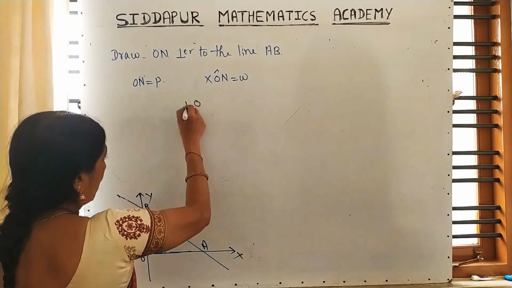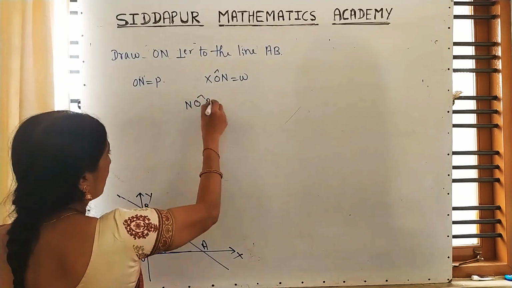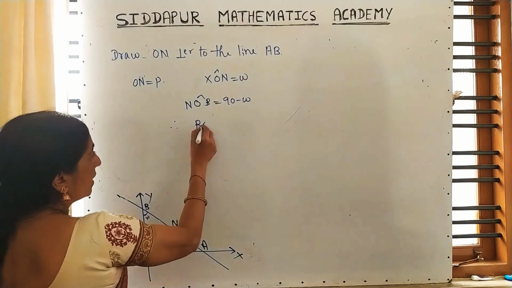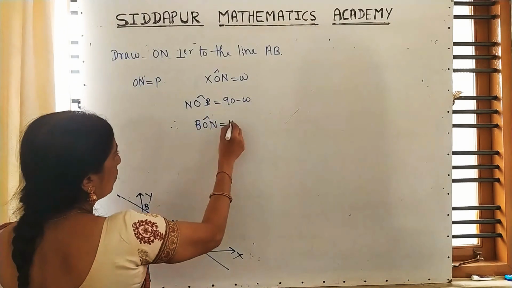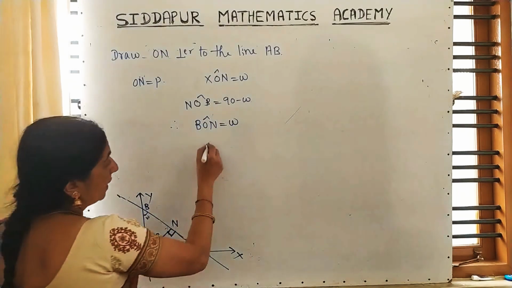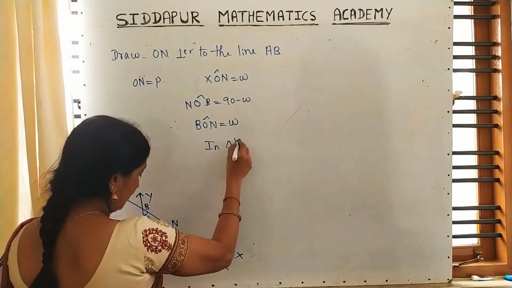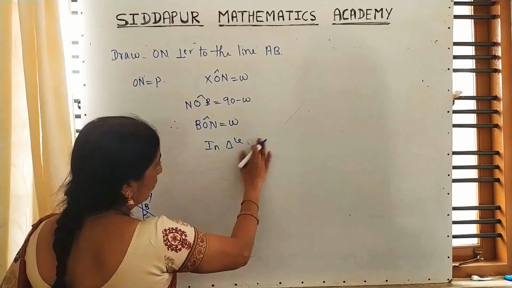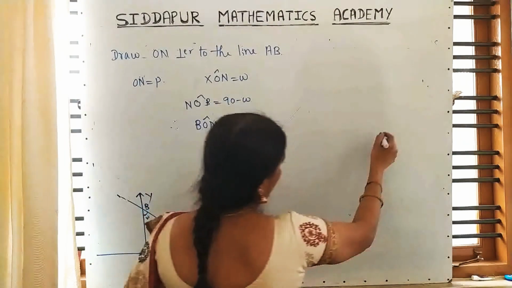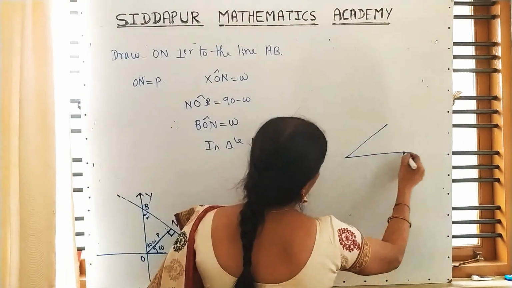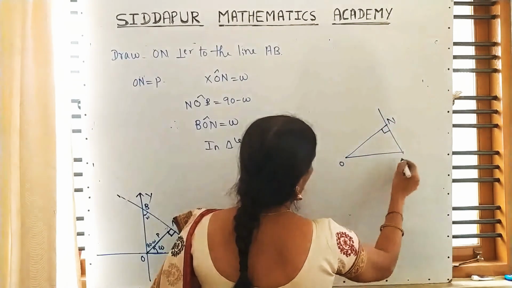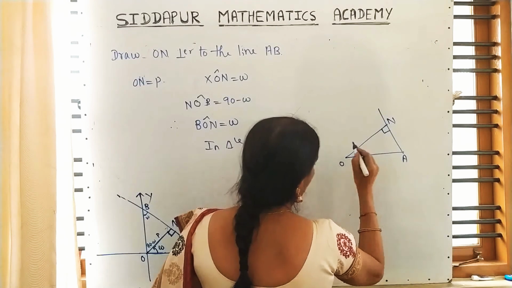Angle NOB is 90 minus omega. Therefore, angle BON is equal to omega. BON. Now I am writing from this triangle. In triangle NOA, and for your convenience I will draw that figure. This is 90 degrees. This is N. This is O. This is A. This is omega. This is omega.